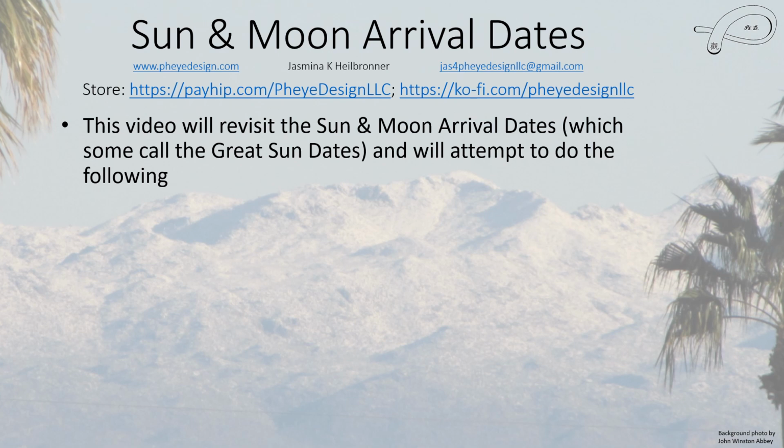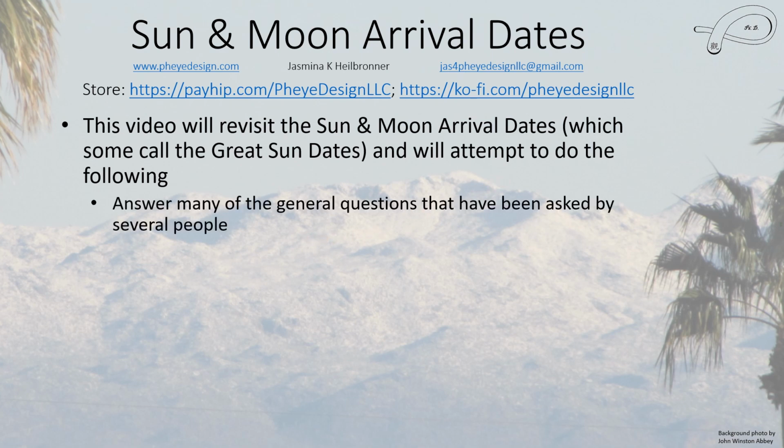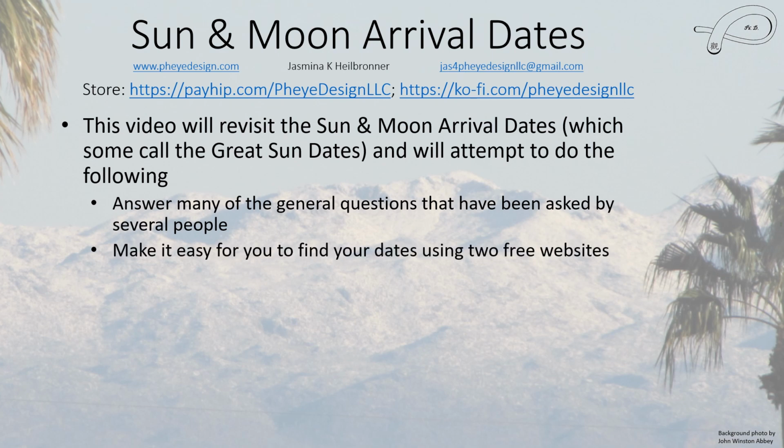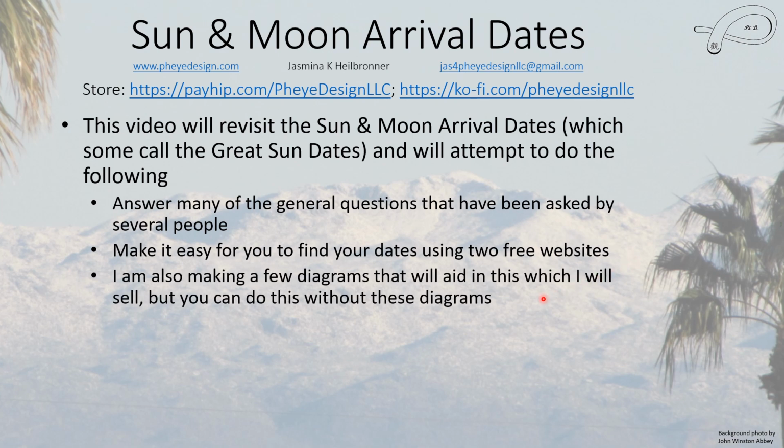And in this video I'm going to attempt to do the following. I'm going to try to answer many of the general questions that people have asked, and more than one person has asked these kinds of questions. I'm also going to try to make it easier for you to find your particular dates for your particular residence using two free websites. And I'm also making available, of course, for sale, some diagrams that will aid in this, but you can do this exercise yourself without using these diagrams. So you can do it for free.